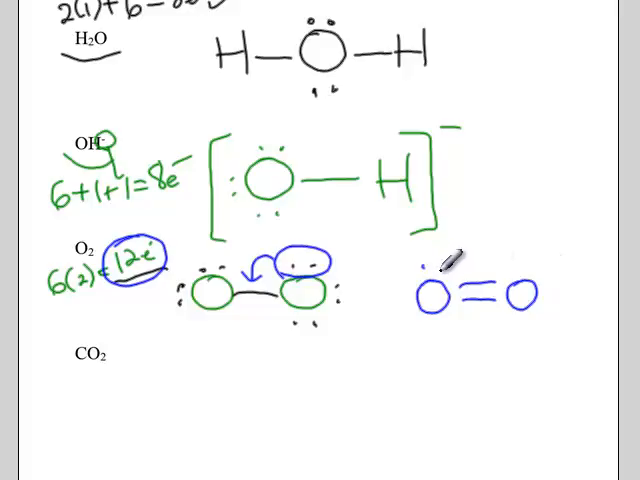The oxygen on the left has 2 lone pairs, and the oxygen on the right has 2 lone pairs. Where you put the lone pairs doesn't really matter. Top, bottom, left, right, as long as you end up with 2 lone pairs on each oxygen and a double bond in the middle.